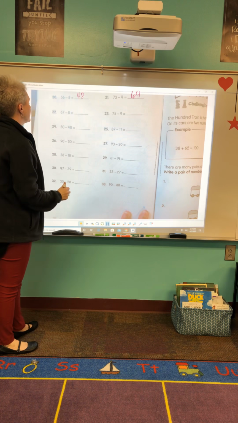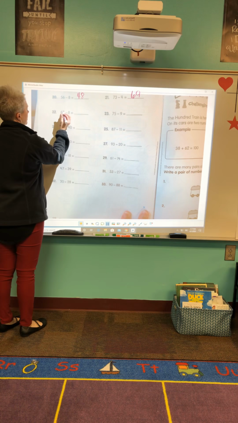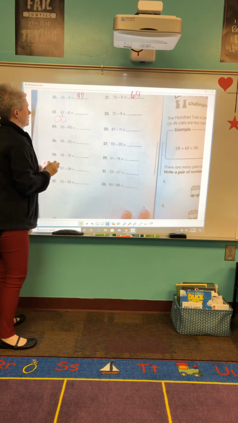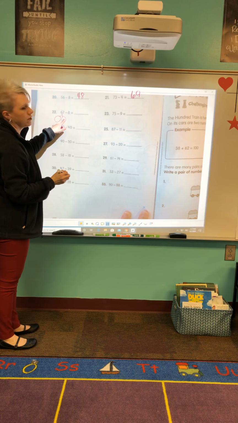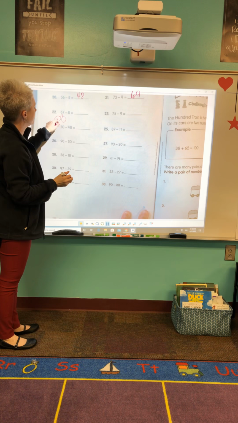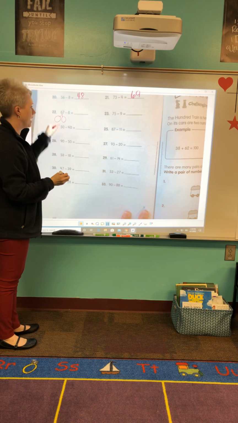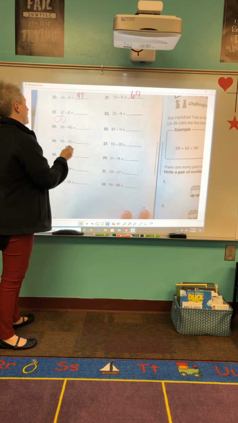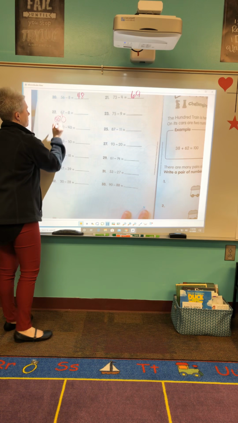67 minus 8. We can branch this one out. Now we know that if we put a 7 down here, it's not going to work. We can't branch it out to 60 and 7. We have to bump back. That 6 needs to become a 5, and this needs to be a 50.